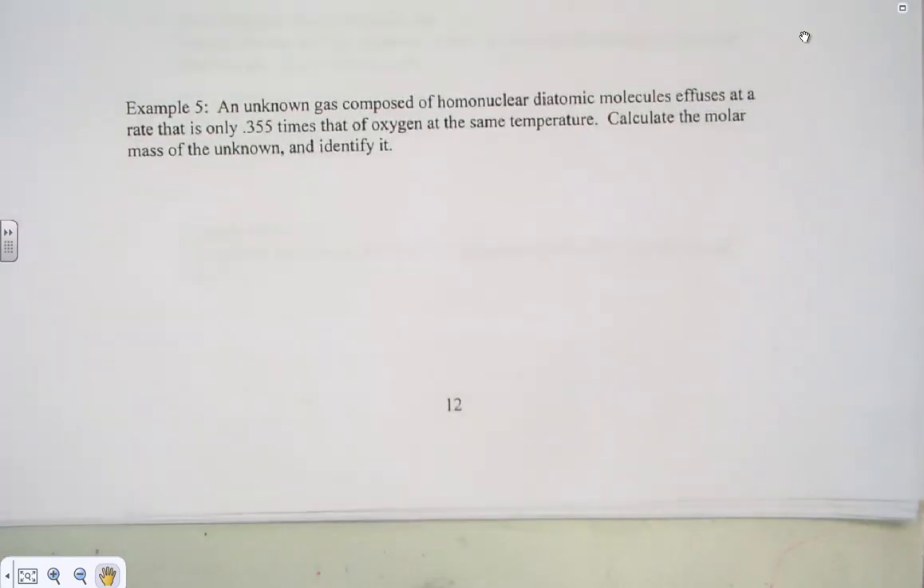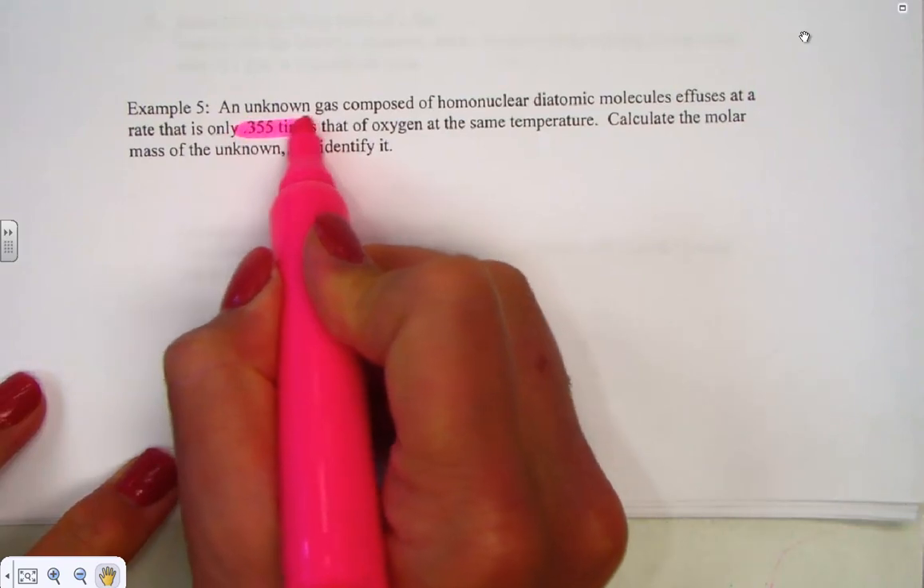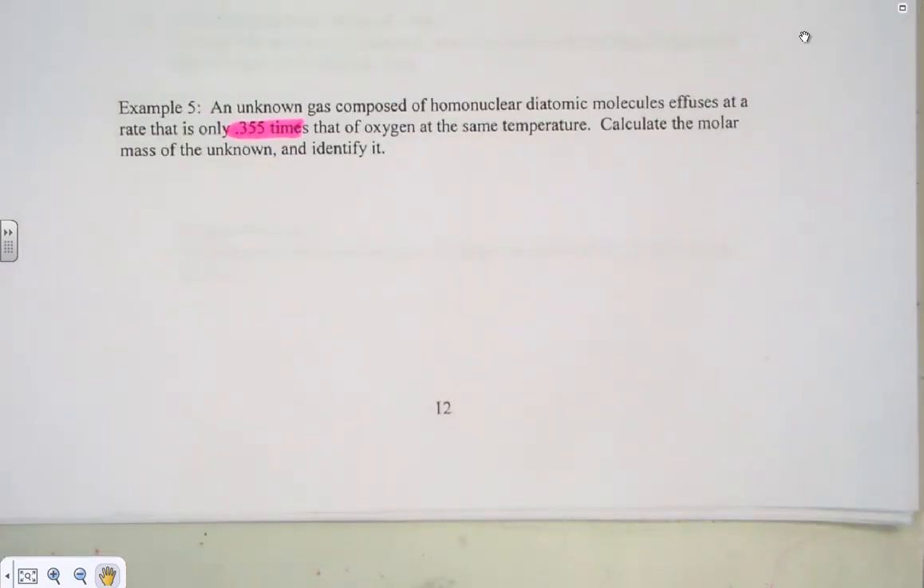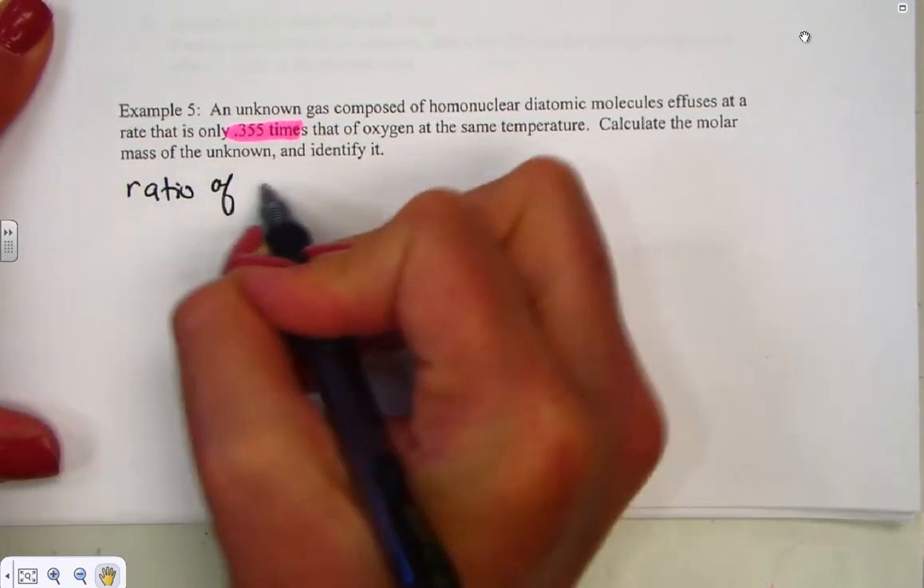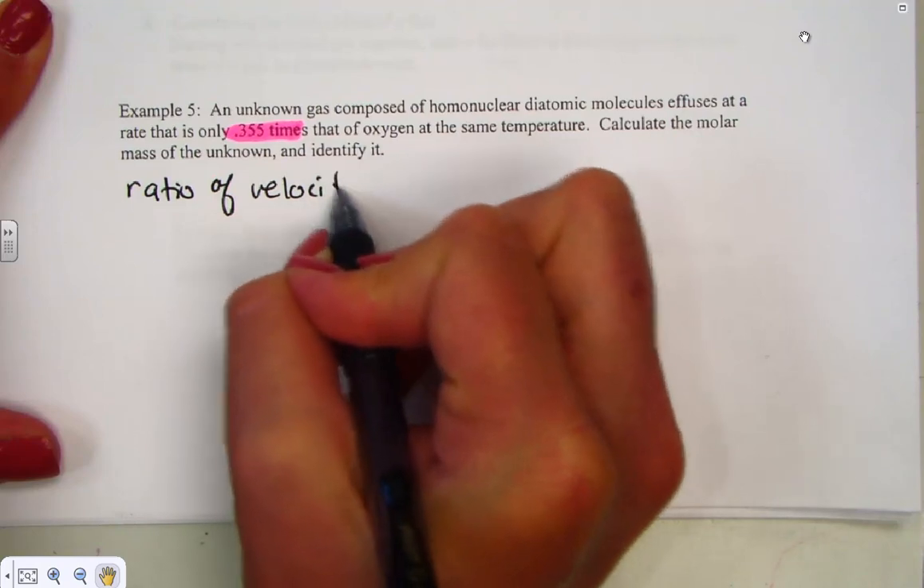How about example 5? Again, a little bit different. An unknown gas composed of a homonuclear diatomic molecule, the same atom hooked to itself. It effuses at a rate of 0.355 times as fast as oxygen. Calculate the molar mass. Well, here's what I'm noticing, that the ratio of velocity is given to me as a number less than 1.